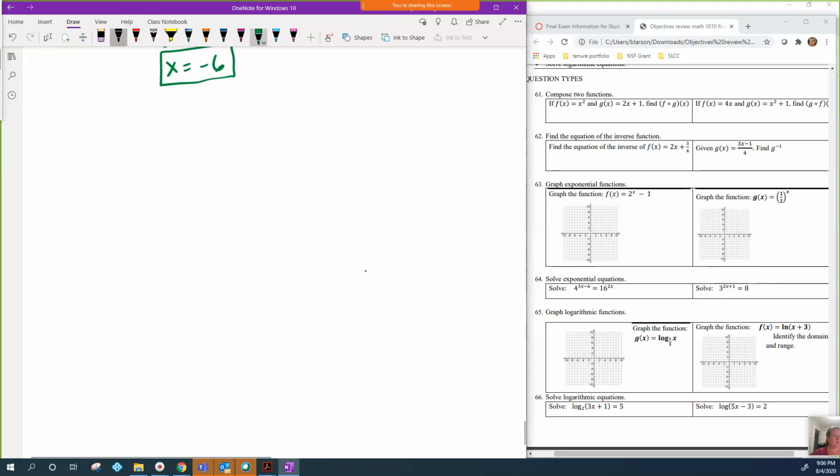But let's look at one more here. Let's look at number 66. All right, and with 66, I want to talk about both of these a little bit. They won't take very long to do, but I just want to make sure it's clear what we're doing here.